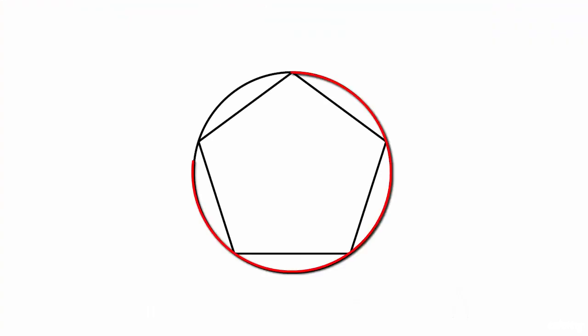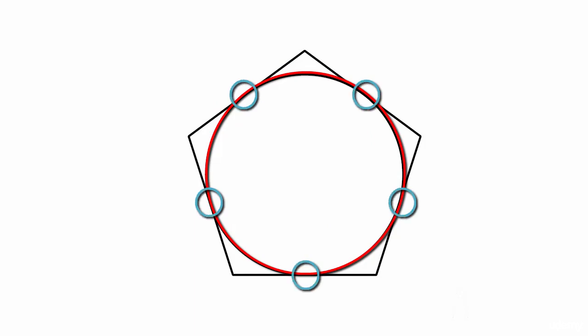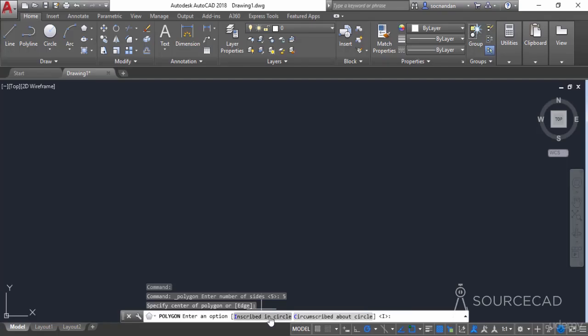Here we have this circle, and the polygon will be inside the circle in such a way that the vertices of the polygon will touch the circumference of the circle. But if the polygon is circumscribed about a circle, then the polygon will be outside the circle, and the midpoints of the line segments of the polygon will touch the circumference of the circle. So in the first case, I'll select inscribed in a circle.